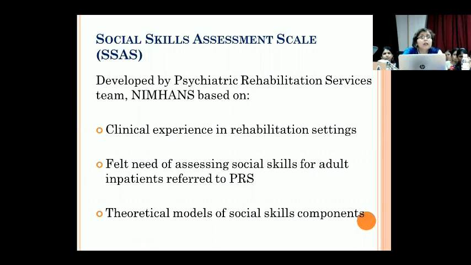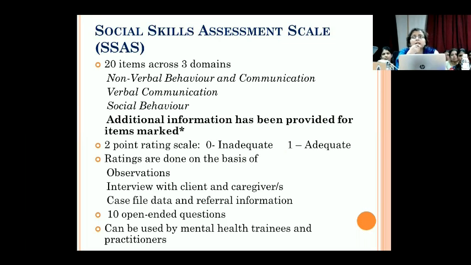NIMHANS was based on clinical experience in rehabilitation settings, the felt need for assessing social skills for adult inpatients referred to Psychiatric Rehabilitation Services, and also on theoretical models of social skills components. The social assessment scale has 20 items across 3 domains: non-verbal behavior and communication, verbal communication, and social behavior. Additional information is provided for items marked with an asterisk. We will discuss this additional information when we discuss the case.